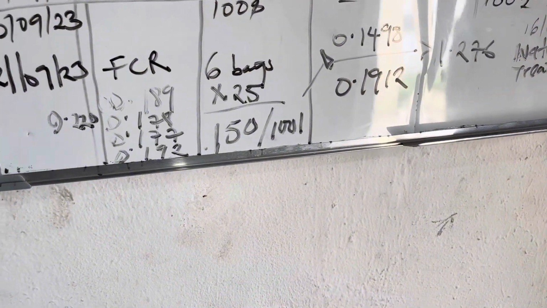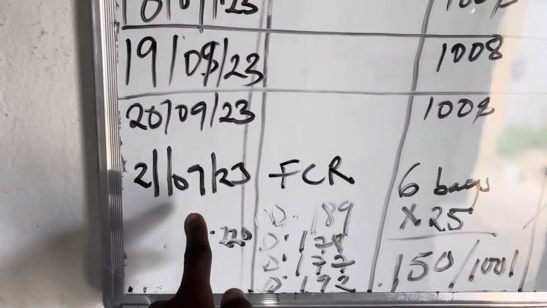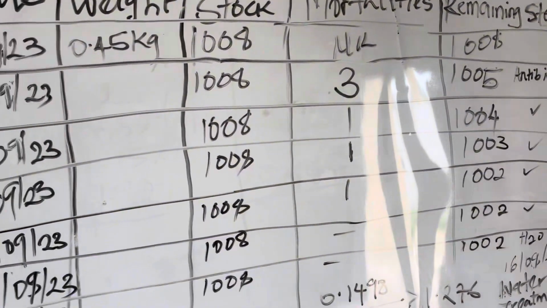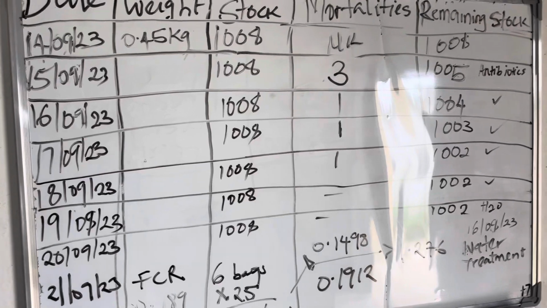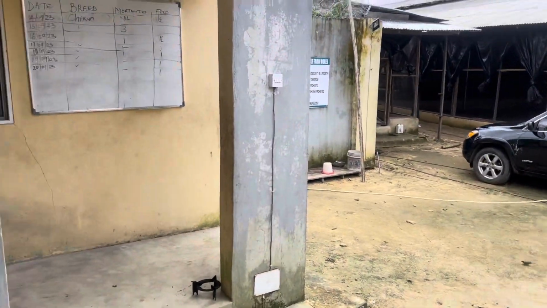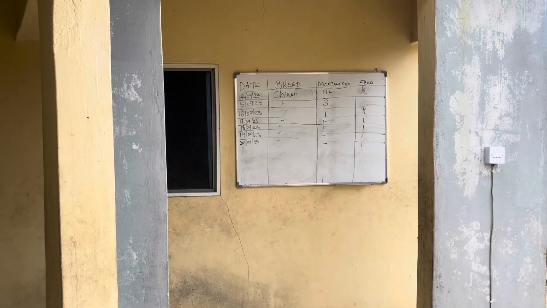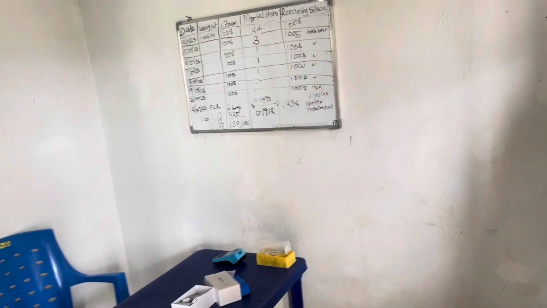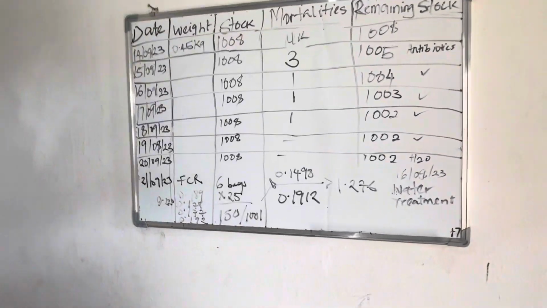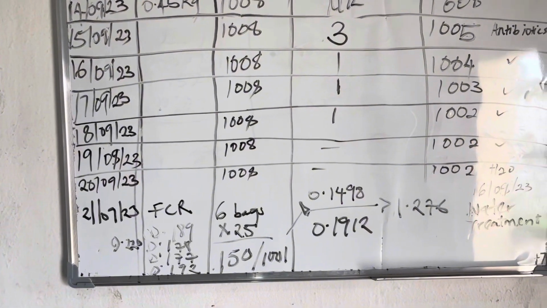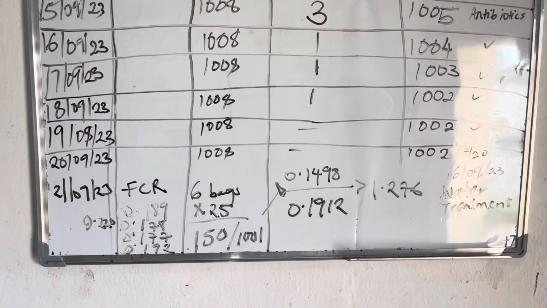Today is the 21st of September. As you can see, we always record our data. This is my own board, but we also have the staff board, which also has the record. It's the same data. This is mine, and that is the staff's as well. I also have my personal record book where I keep this data.